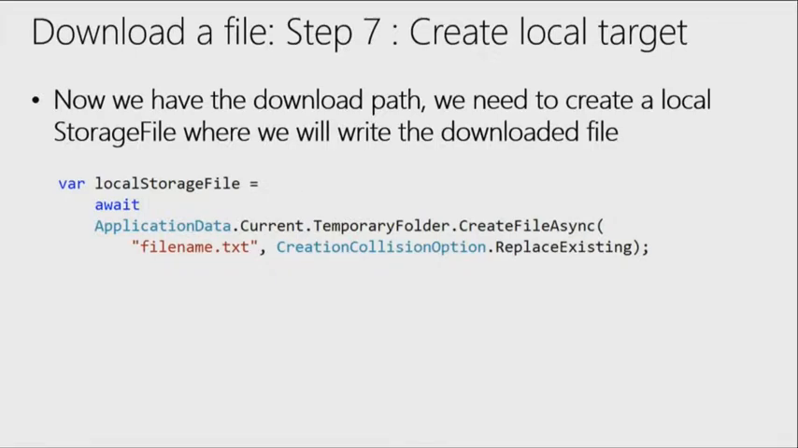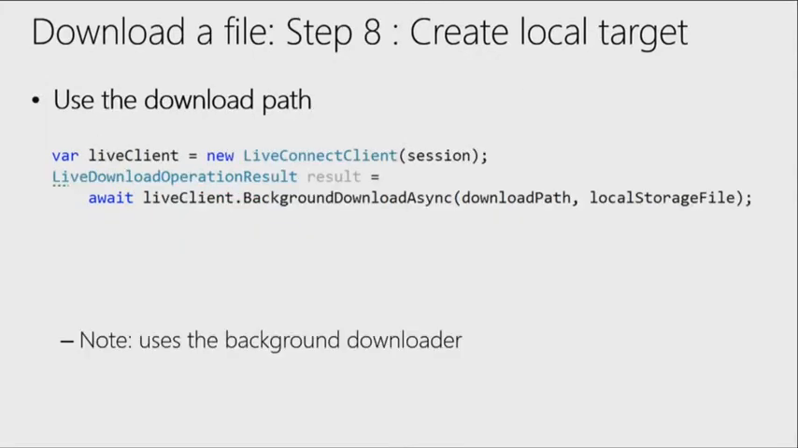Okay, makes sense. So that's what we're doing. We're getting hold of a local storage file. We then pass this into the Live Connect client, and we're using a new method called background download async. That's interesting. The download path is the download path that we retrieve back from the file information object related to filename.txt up in the SkyDrive. And the local storage file is the storage file we just created in our temporary folder.